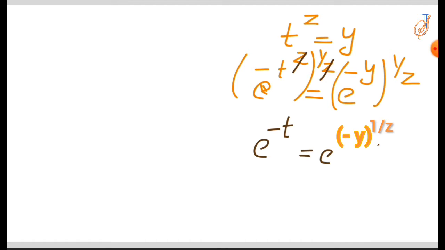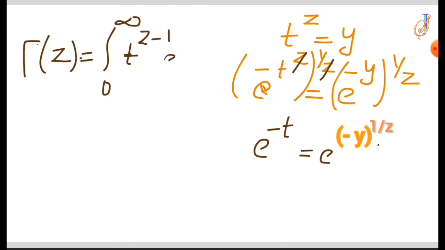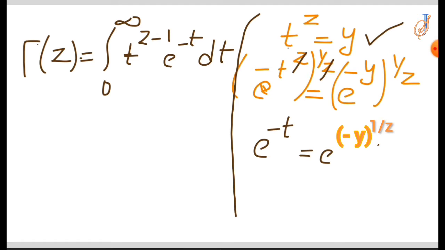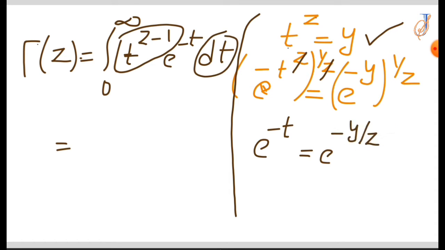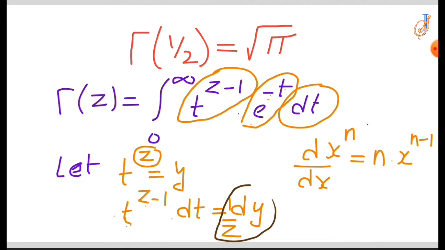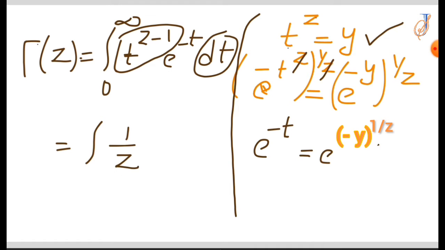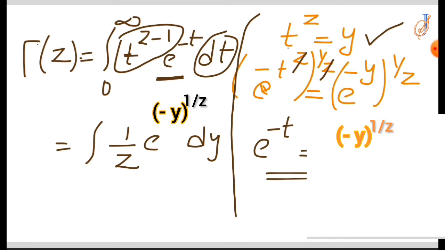Now substitute this in our gamma function. We defined gamma of z equal to integral of t power z minus 1 e power minus t dt. This is our gamma function. We consider t power z equal to y. So after considering this, we convert it into y terms. t power z minus 1 times dt is 1 over z times dy. And e power minus t is e power minus y whole power 1 over z.